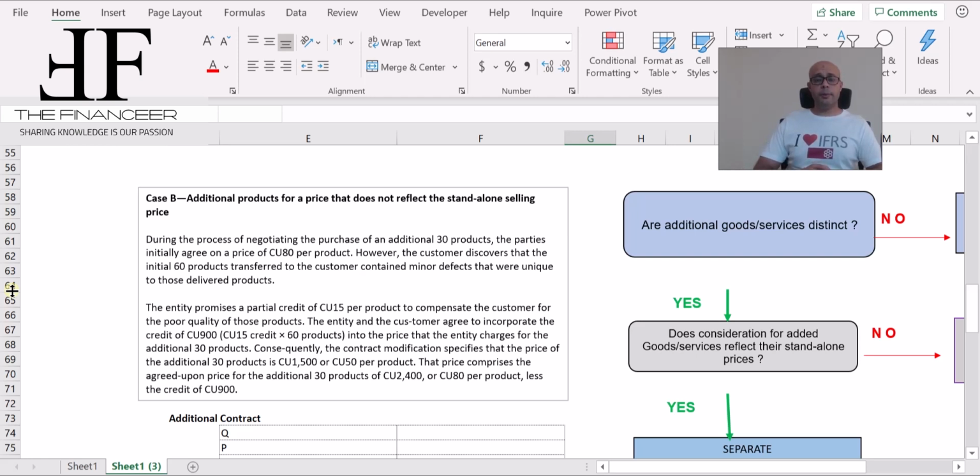Let's now start explaining case number B, or scenario number B. And this is a totally different scenario from case number A, or the first scenario, so please don't mix the two scenarios together.